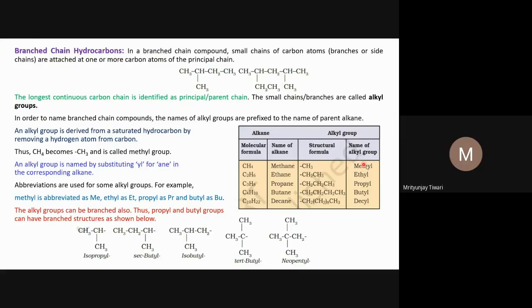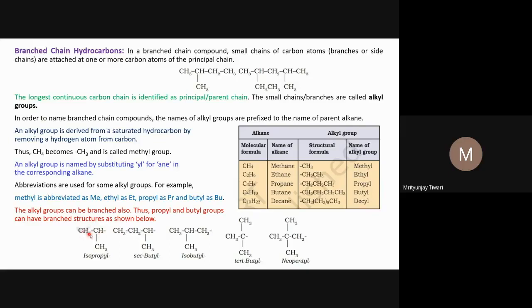So methane became methyl, ethane became ethyl, propane became propyl, butane became butyl, decane will become decyl. So remove ane and add yl. Pentane will become pentyl, hexane will become hexyl, and so on. This is how one can identify the alkyl group, and these groups are called alkyl groups, which have one vacancy, and from this position, this group gets connected to the principal or parent chain. And we also know that these branch substituents or side chains can also have branches, and based on the branches, their common names are used.